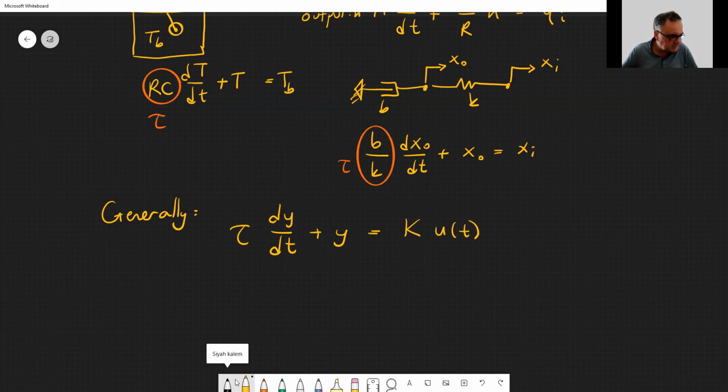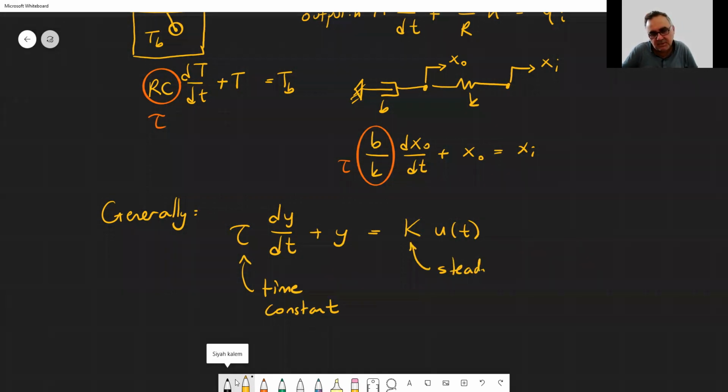Now, these things have a certain name. This tau is called the time constant. And this k is called the steady state gain.